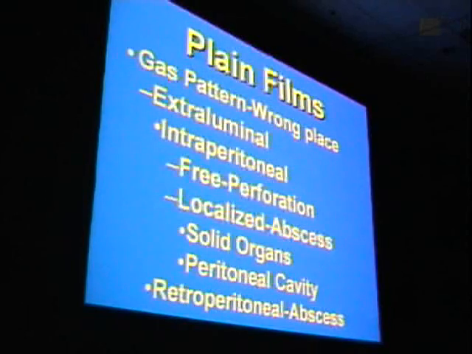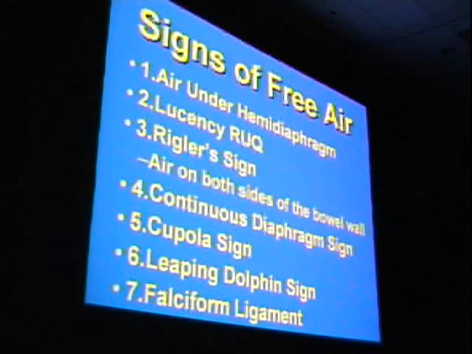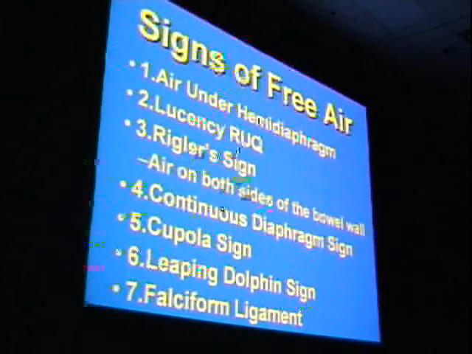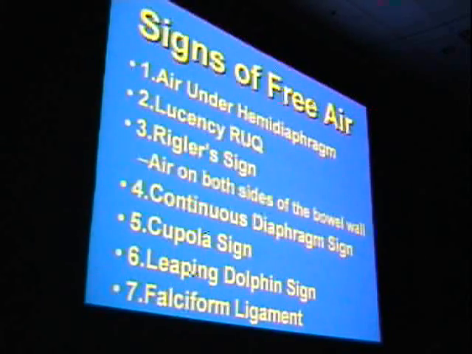Now we can have wrong place, basically intraperitoneal free air, localized air outside the GI tract in an abscess. It also can be in the solid organs as well as in the peritoneal cavity. And then retroperitoneal air usually means perforation as well as abscess. Now I'm not going to spend time talking about the various signs of this disorder with one caveat. In up to 60 to 70% of patients on a supine or a prone film, we will see some evidence of pneumoperitoneum in the right upper quadrant. So look very, very carefully at that.